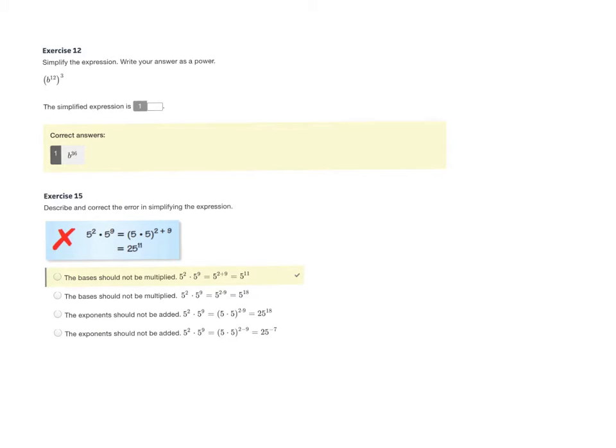Exercise 12, this is the second rule. The second rule is when we have an exponent that's raised to another exponent, we multiply them. So if we go to the example for 12, it's b to the 12th, then it's raised to the 3rd, so we're going to multiply them, so this becomes b to the 12 times 3, or b to the 36th.